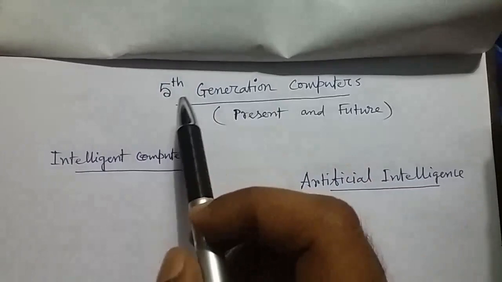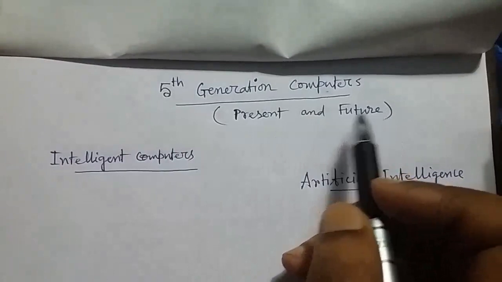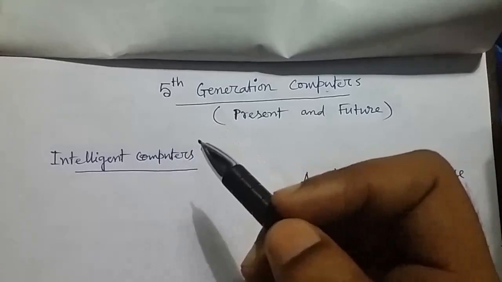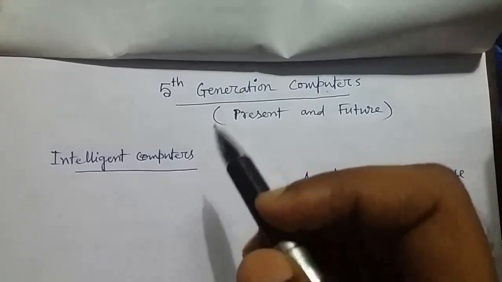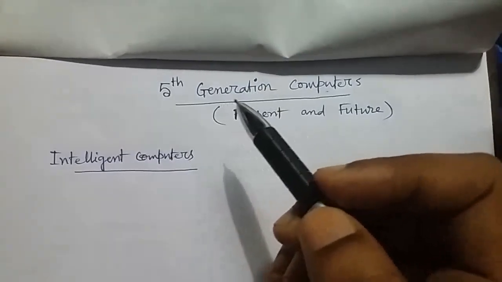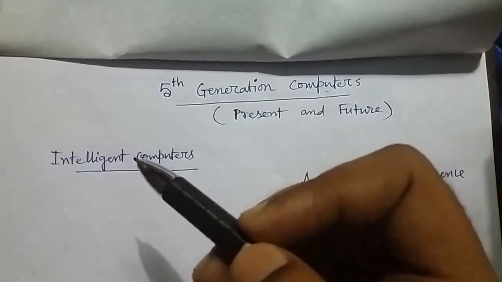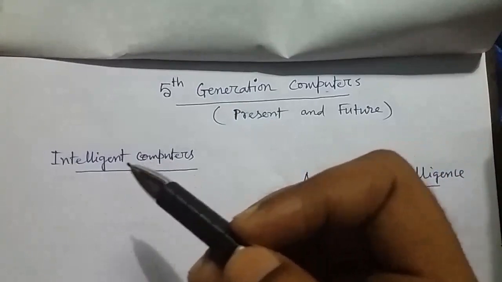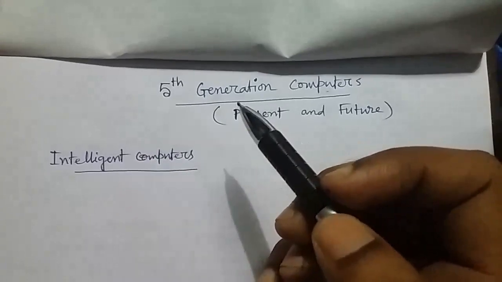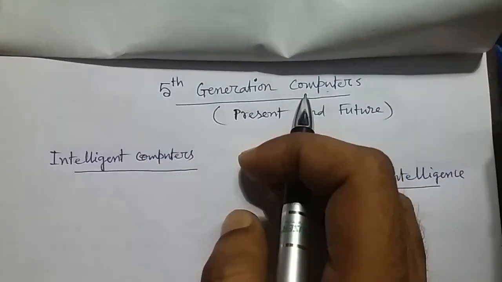So now let's talk about the fifth generation computers, and it is the present and future. Now tell me one thing: what is the difference between our brain and a computer? I can tell you that computers are not intelligent. Computers may be faster than our brain. Their calculation speed is very fast as compared to our brain, but computers are not as intelligent as our brain. And the main advantage of our brain is that it can think and take decisions on its own, but computers can't.